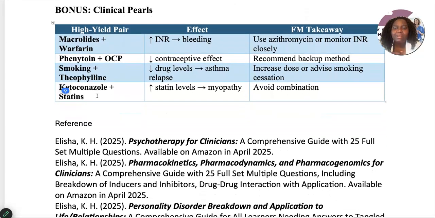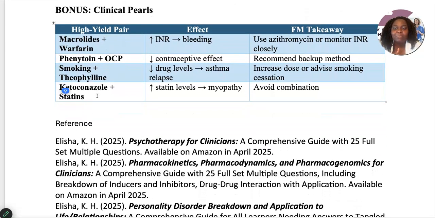So now, what are the clinical pearls that we must have and understand as providers? Don't forget, when you put a macrolide with warfarin, it's going to cause increased INR. It's going to lead to bleeding. You have to use azithromycin or monitor INR very, very closely. What if you have phenytoin with OCP? You're going to see a decreased contraceptive effect. You have to recommend a backup method. What about smoking plus theophylline? Decreased drug level leading to asthma relapse. Then you're going to increase the dose or advise smoking cessation. What if you combine ketoconazole with statins? We're going to see increased statin levels, and then it might lead to myopathy. You have to avoid this combination.